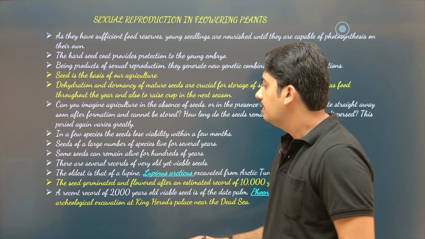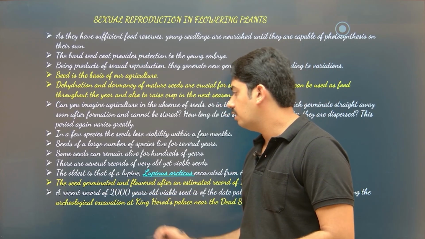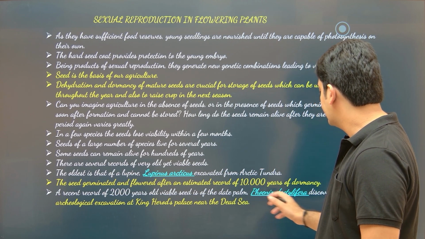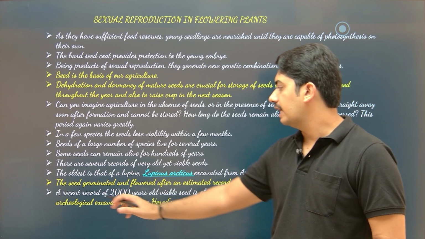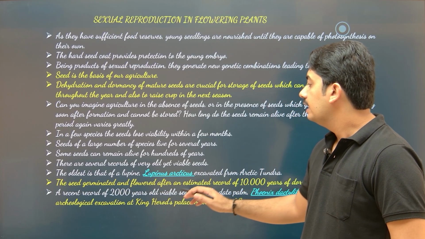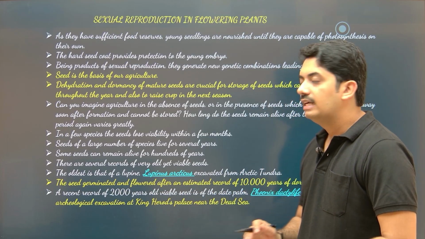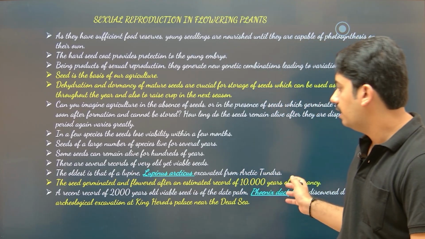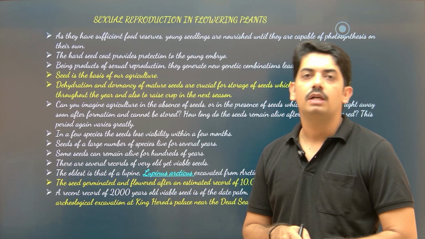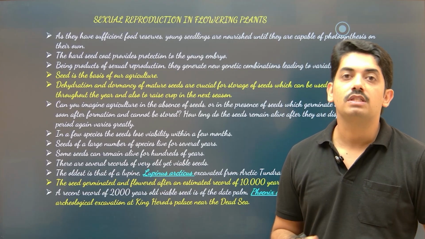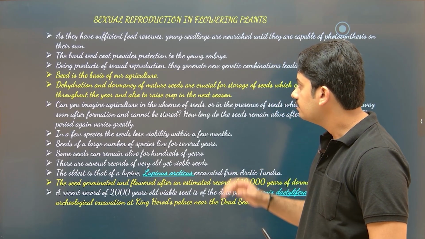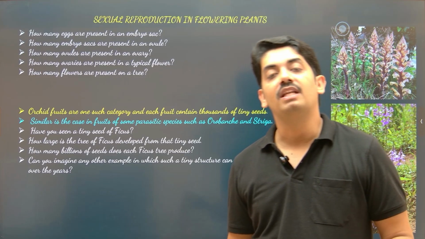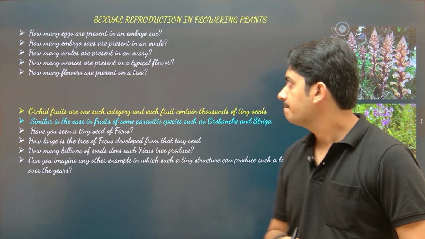One more example: there is a recent record of a 2,000-year-old viable seed of the date palm, Phoenix dactylifera, discovered during the archaeological excavation at King Herod's palace near the Dead Sea. They got one seed of date palm which is around 2,000 years old and it is viable. They produced the plant from those seeds. These are two extreme examples where seeds can be viable even up to 10,000 years.